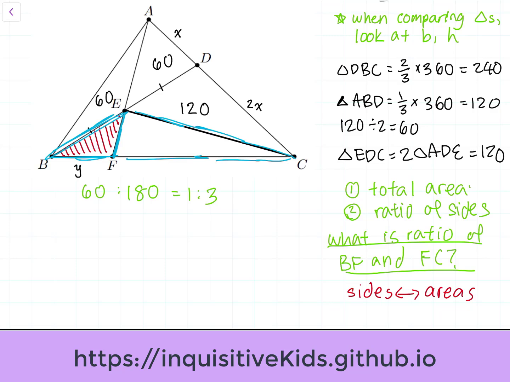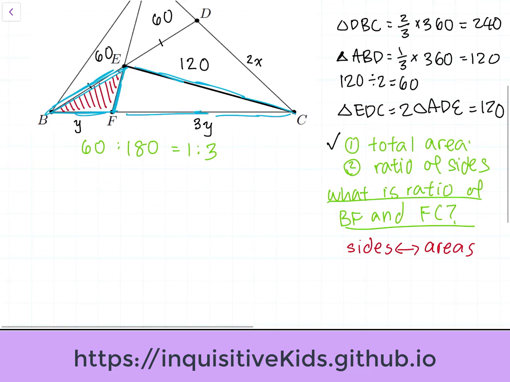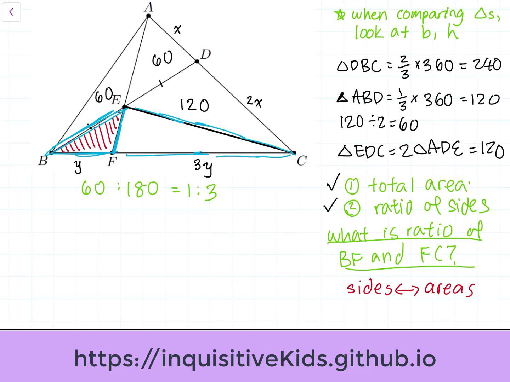And now we have both things that we were looking for. We have the total area, which we know is 120, and we have the ratio of the sides, which is 1 to 3. Now all we have to do is solve. So we know the total area is 120. Multiply that by y over y plus 3y, which is equal to 120 times 1/4. This gives us 30. So the final answer to the problem is that triangle EBF has an area of 30.